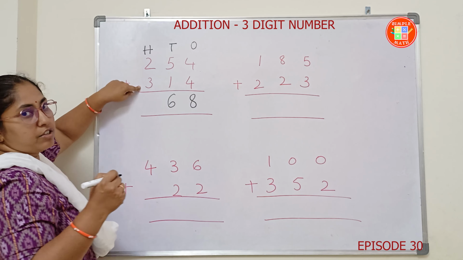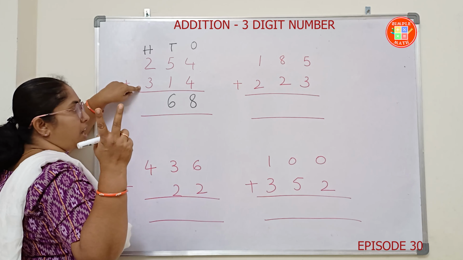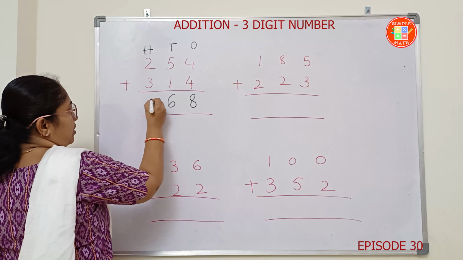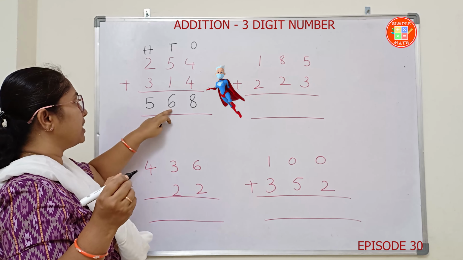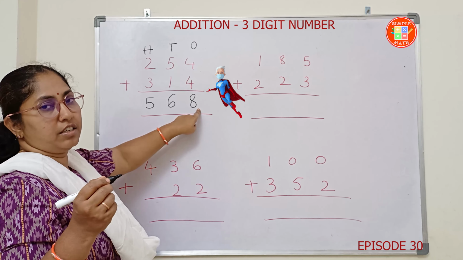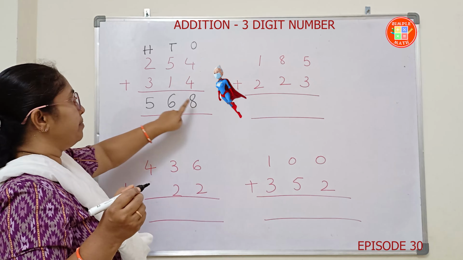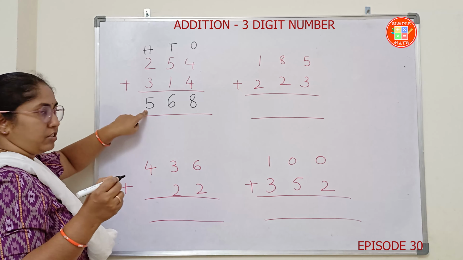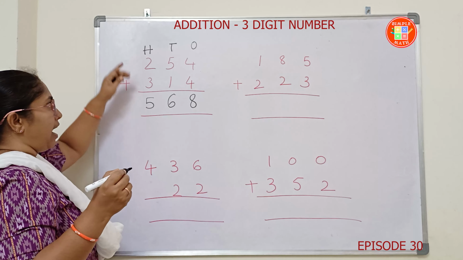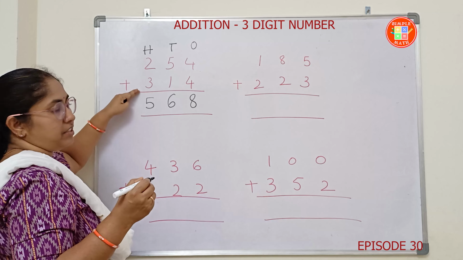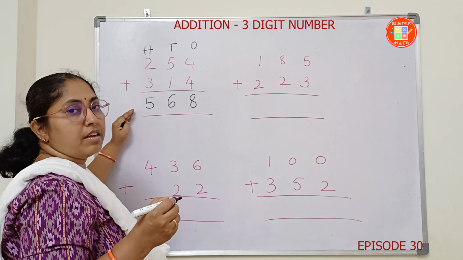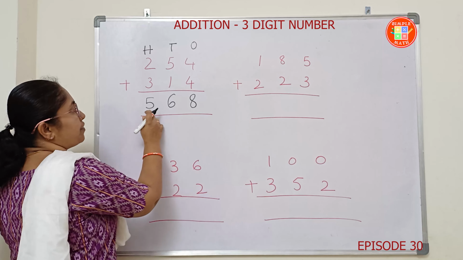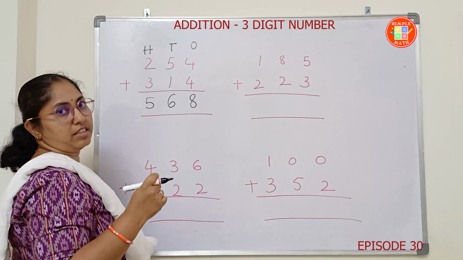Next, 2 plus 3. 3 is bigger, so 3 in your mind. 2 on your fingers, count up to 3: 4, 5. Hooray! Your number formed is 568. Okay? This is the ones column, this is the tens column, this is the hundreds column. The number formed after adding these two 3-digit numbers, we get the answer here. This is called the sum. You read this number as 568.